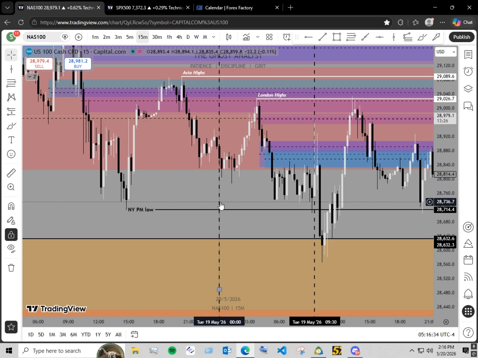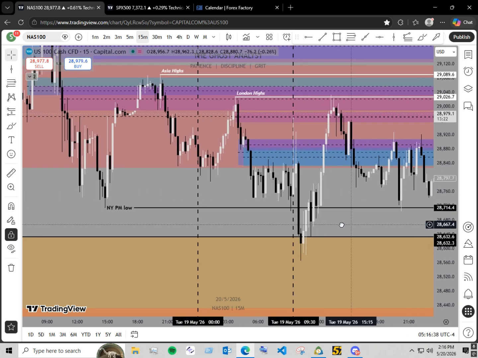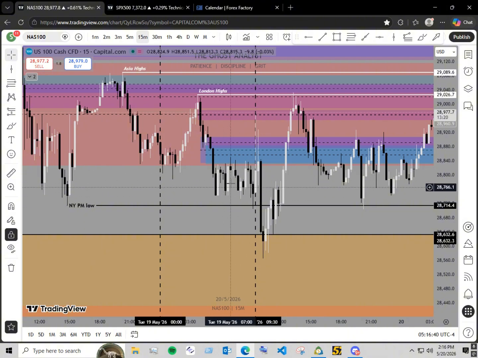Now this is the true day opening, and this was the 9:30 open. Now look what we did before the 9:30 open. We accumulated, and then we had some 15-minute gaps above. This gap was unmitigated, and this gap was also unmitigated.